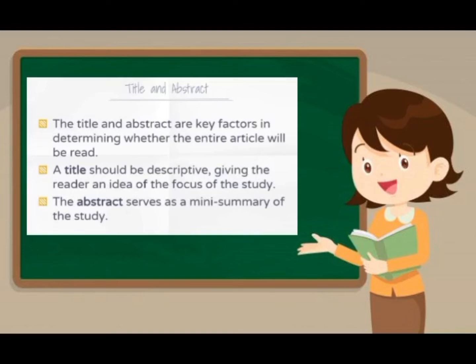Why? Because the internet has made it possible to access so many research articles online. A title should contain enough keywords for an interested reader to find the article. Meanwhile, the abstract serves as a mini summary of the study. Many readers will review the abstract based on the findings. So usually, the abstract contains 150 to 300 words.